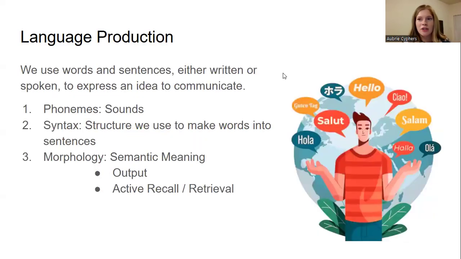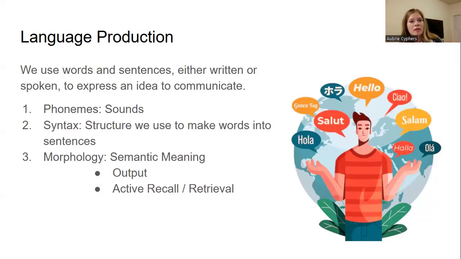Now, language production. This is going to be the opposite of language comprehension. This is the output. This is when we make words and sentences. We can do this either written or spoken, and we do this to express our ideas, to communicate with the other people around us. So, language production involves phonemes, which are the sounds, like I am blending many sounds to speak words to you right now.